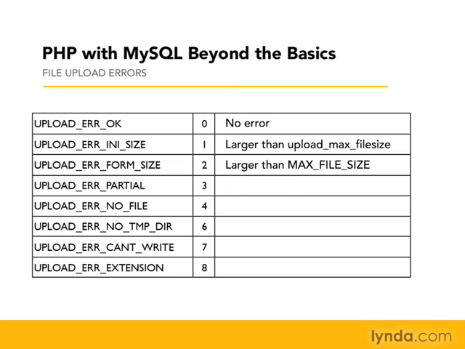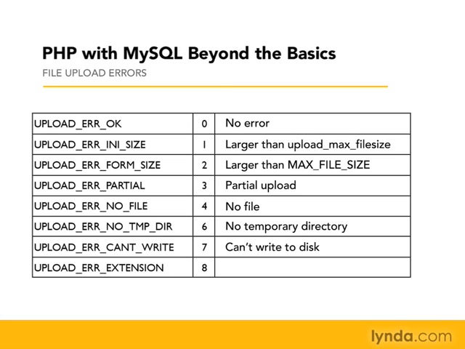Error number 3 is that there was a partial upload. The file didn't finish. Error 4 would be that no file was sent at all. You'll notice that error number 5 is missing from the sequence. That's an old error that's gone now. Error number 6, though, is that there's no temporary directory. And number 7 is that we can't write to the disk. There's a read-write problem, probably a permissions problem.